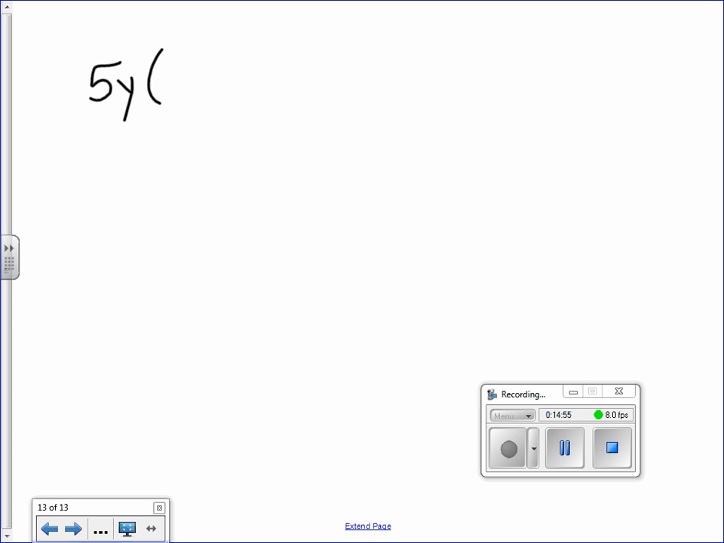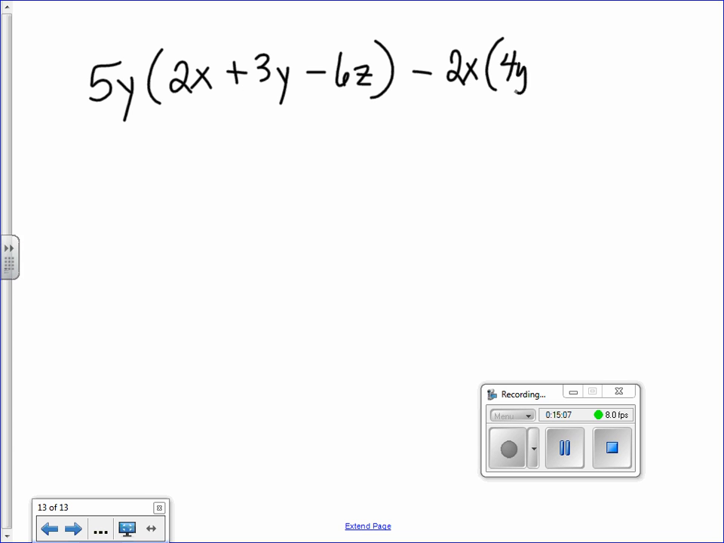So let's say we got 5y times 2x plus 3y minus 6z, minus 2x times 4y plus 8, plus 3z times 2x plus 1. Alright, there you go. Simplify that.